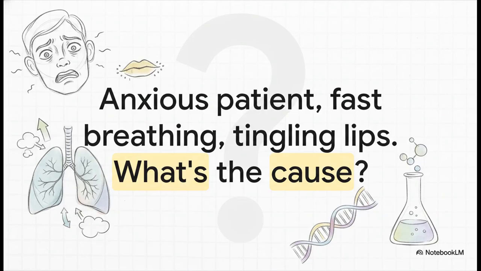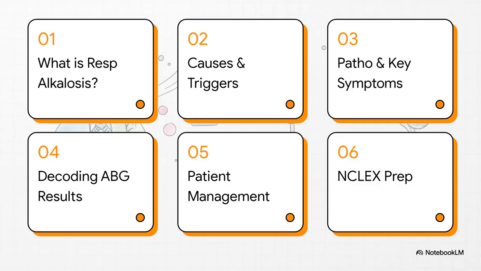Okay, picture this. You walk into your patient's room, and this is what you see. They're clearly anxious, they're breathing way too fast, and they tell you, "My lips and my fingers feel tingly." Now, these aren't just random symptoms, right? These are classic textbook clues that are pointing you directly to one specific problem. And by the end of our time here, you'll be able to spot these signs from a mile away and know exactly what's happening.